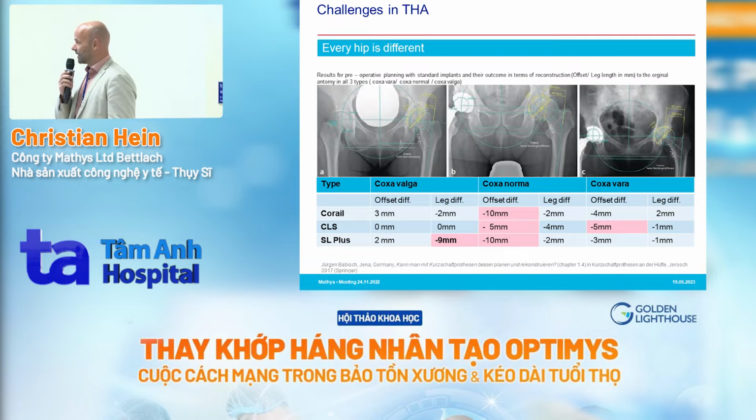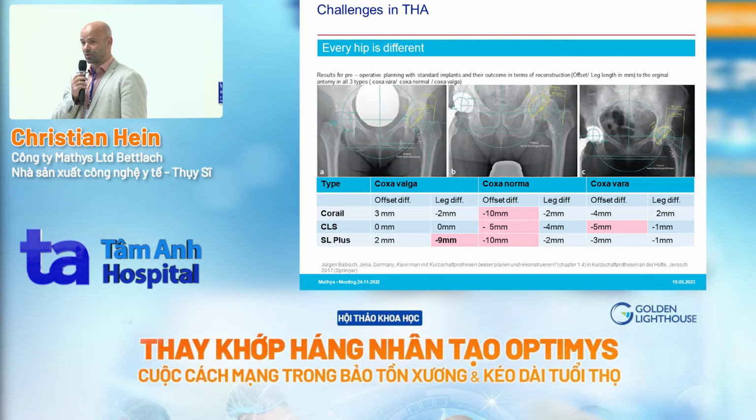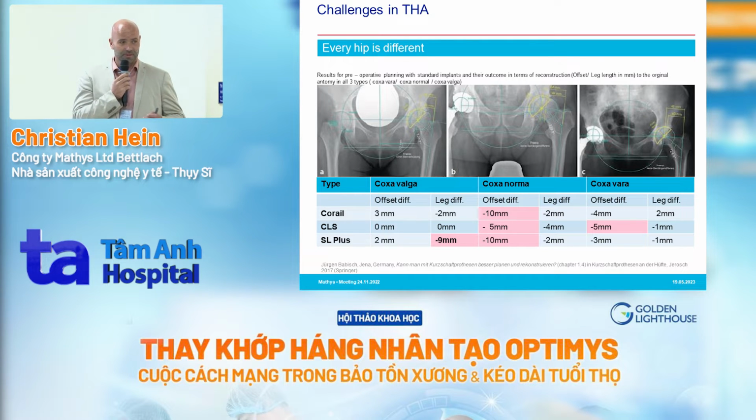Looking at all of the CT data and these publications, we could see that there's a variation of about 4 centimeters of offset, which you have to reconstruct with a straight stem. So this is almost not possible. 4 centimeters is quite large. So the goal is, how can we reconstruct femoral offset with this kind of variation?